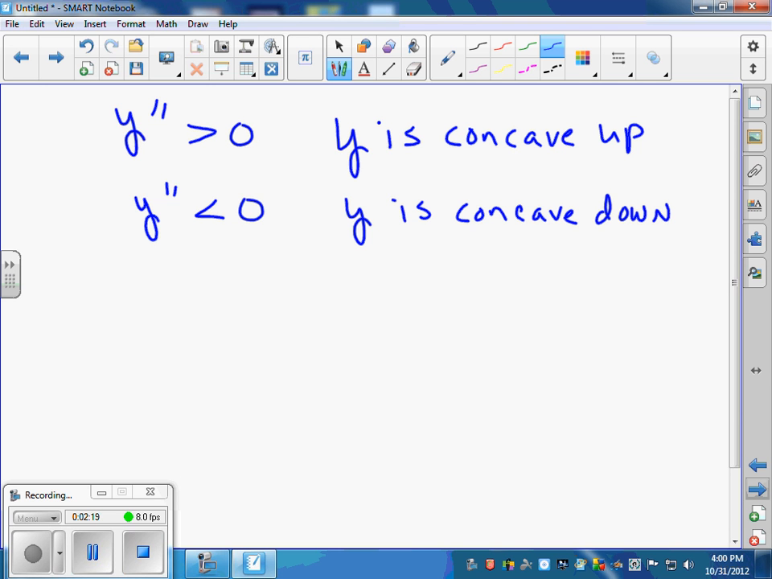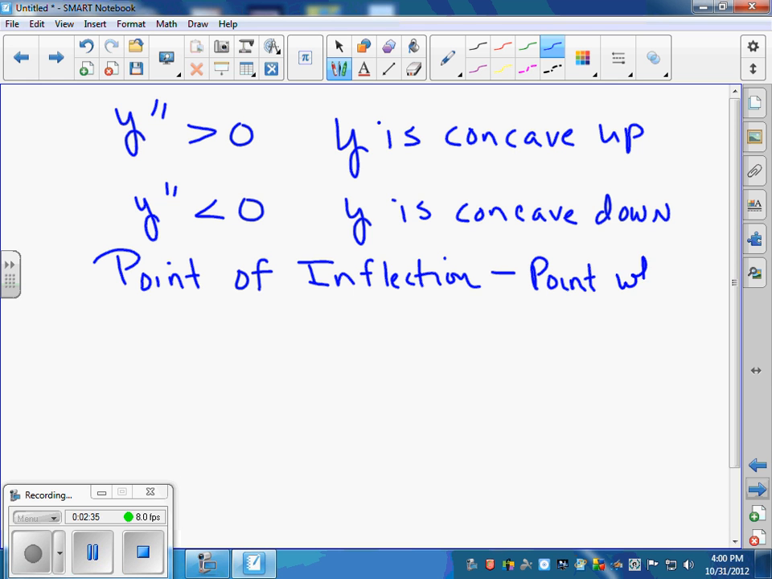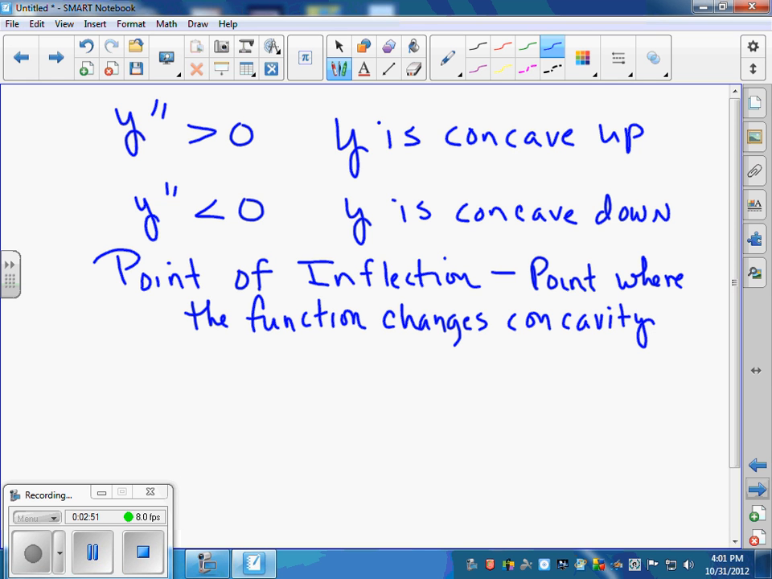And then your point of inflection that we've talked about is just by definition the point where you change concavity. So it's the point where the function changes concavity. Now, not every function will change concavity, but if it does, the place where it changes its concavity is called the point of inflection. All right?